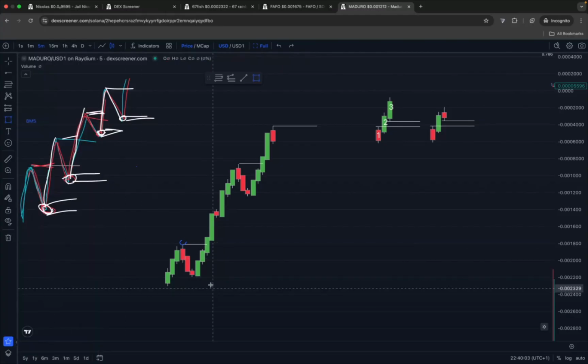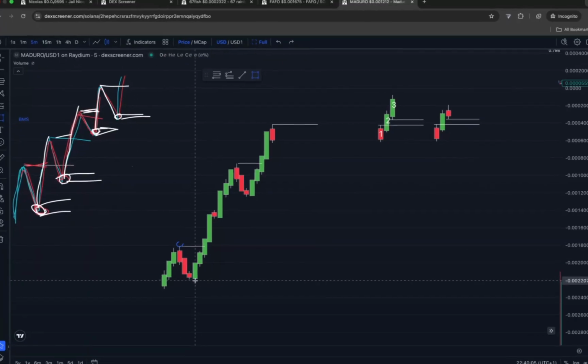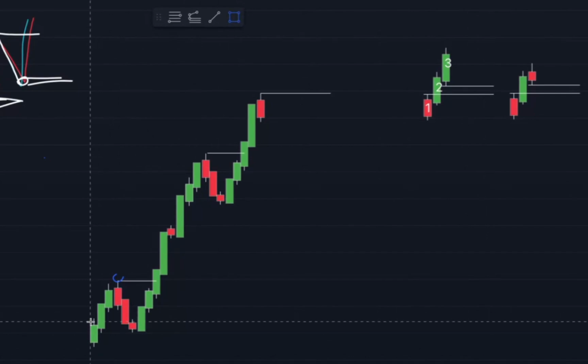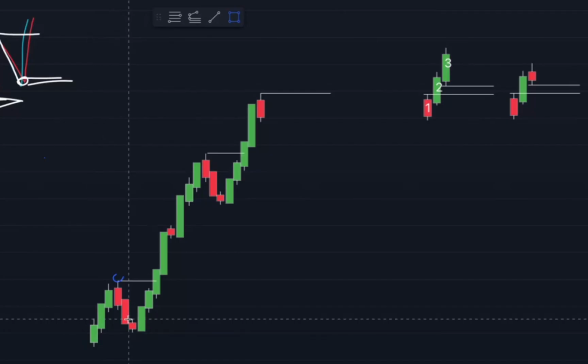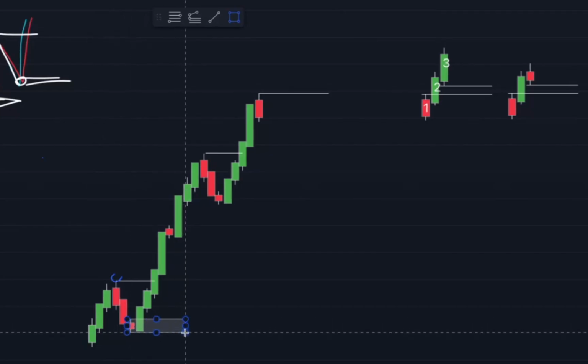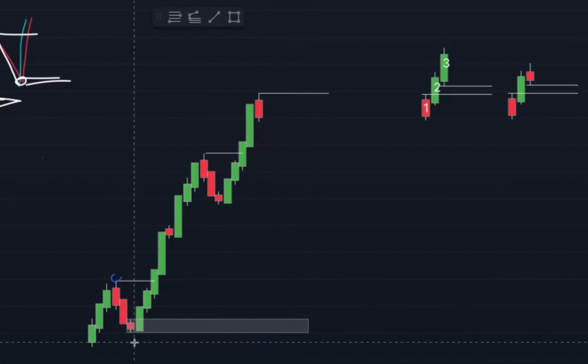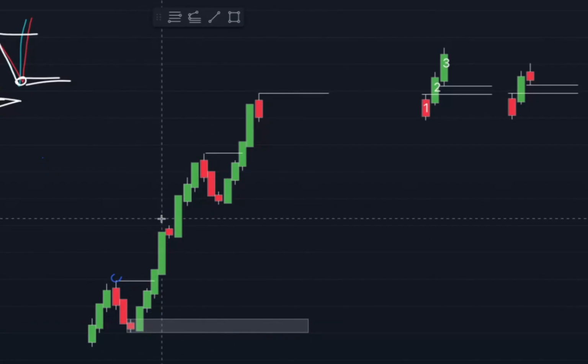Now you will bring it to the top of the wicks. There's what we call wicks. All these things that look like rope lines at the top of this candle are called wicks. You will mark that candle from the top of the wicks to the bottom of the wicks. You mark it. That is your demand. Now, price has broken market structure to the upside.